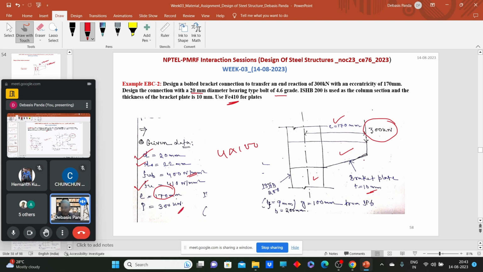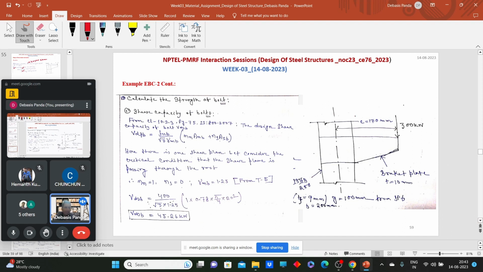So first we need to calculate the strength of the bolt: shear capacity and bearing capacity. We can calculate the shear capacity. Here we have only one shear plane. Consider that the shear plane is passing through the root. Why am I considering it? This was also cleared in the last session, that the root portion is the most critical portion because it has less effective area than the shank portion. So here the shear strength of a single bolt comes as 45.26 kilonewton.